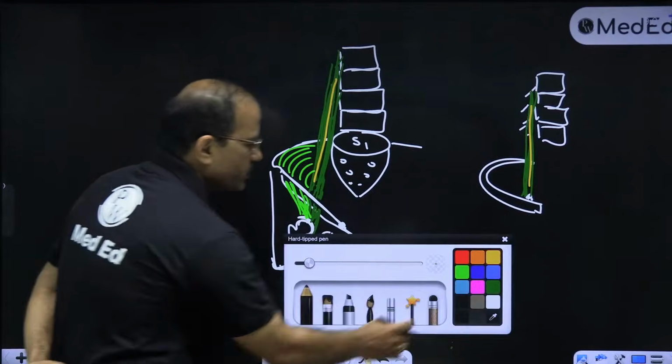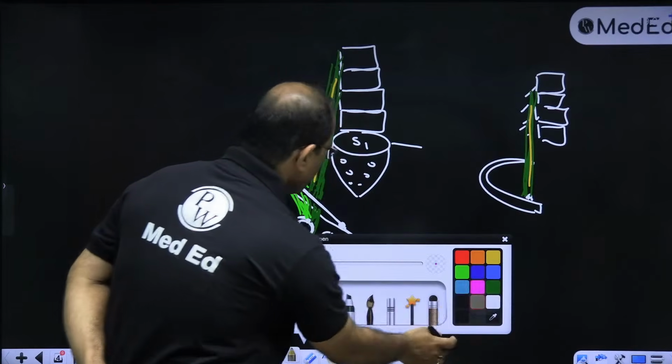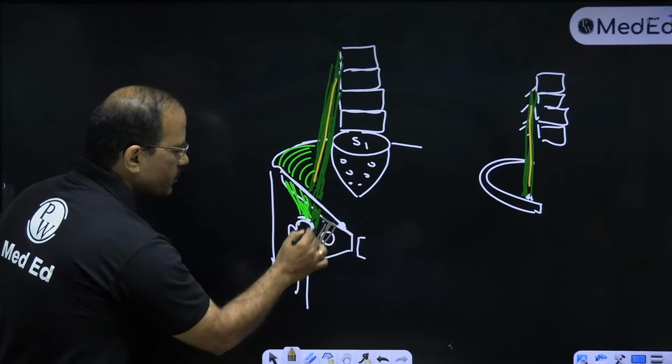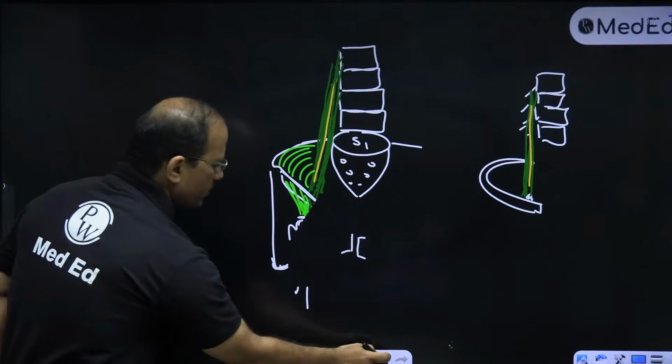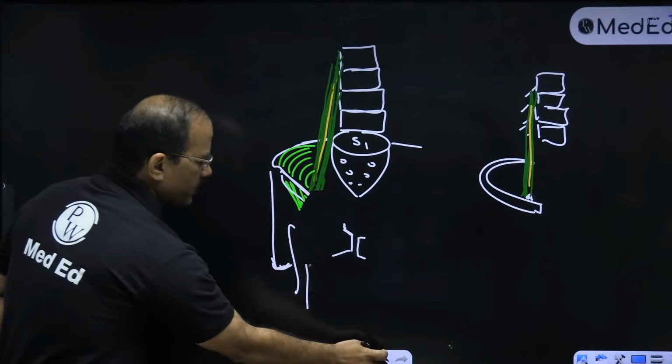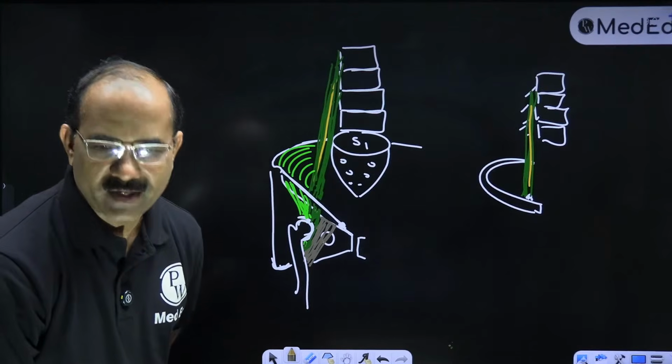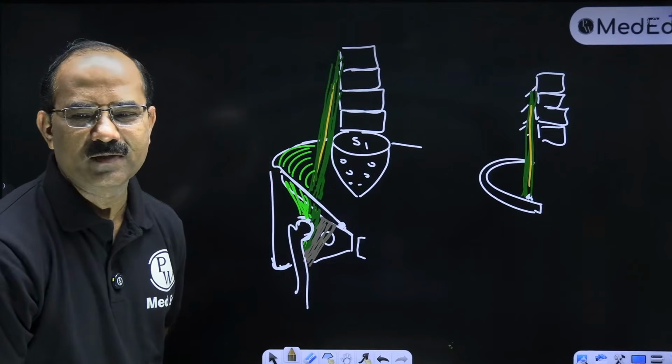Right. Now you tell me, there is a muscle which begins from the pecten pubis and inserts below the lesser trochanter. Who is this? Pectineus. Right. That's the pectineus muscle.